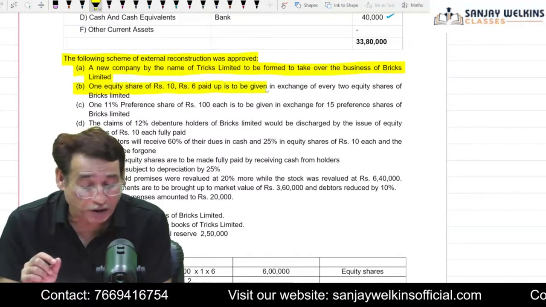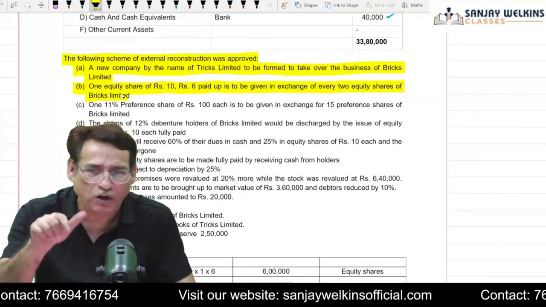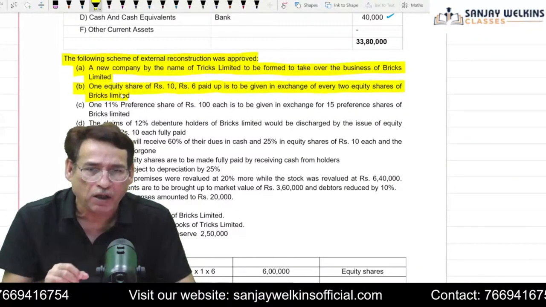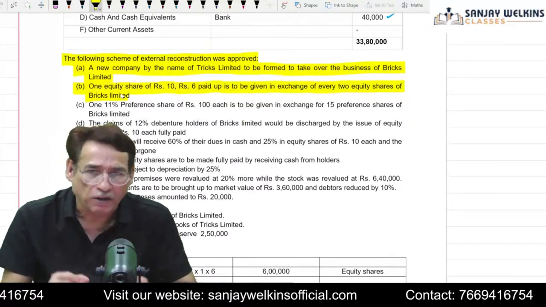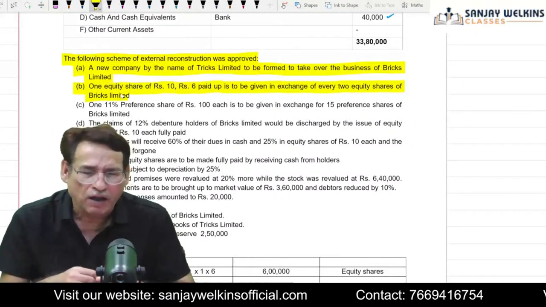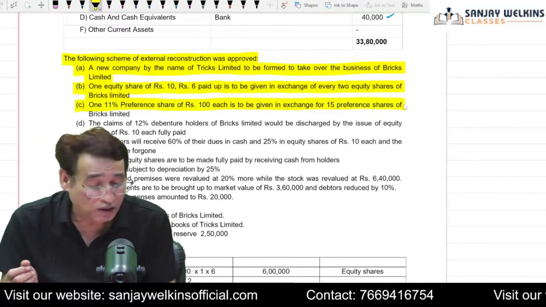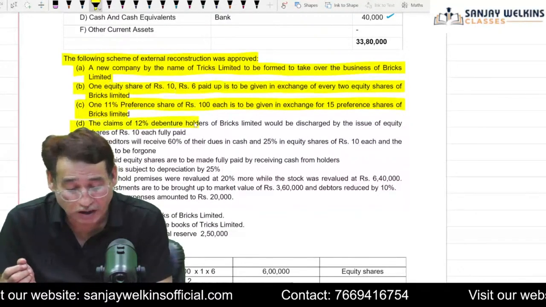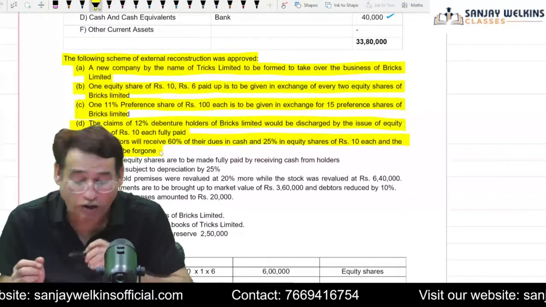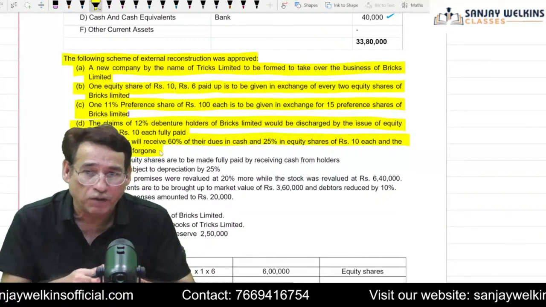One equity share of 10 each, rupees 6 paid up is to be given in exchange for every 2 shares. Could anyone, just after having gone through this particular line, tell me which method I should apply to actually compute the purchase consideration? I told you, correct? You can easily figure it out. Very simple in this case. These are the four points which the question has specified. Now, as per these four points, you have to find out which method you have to adopt. Which method you have to adopt?